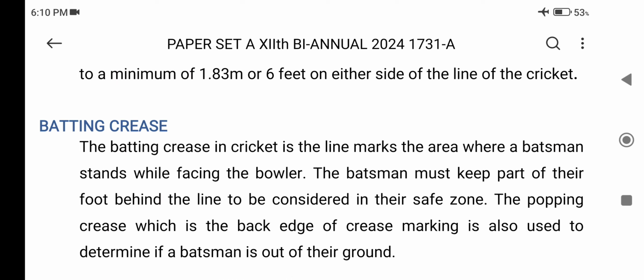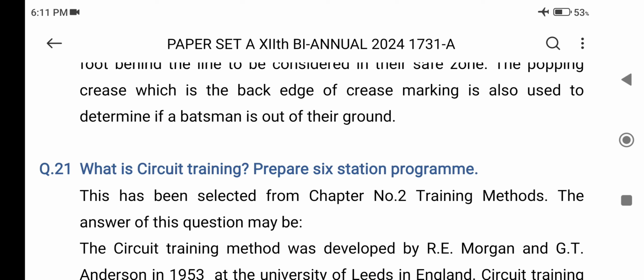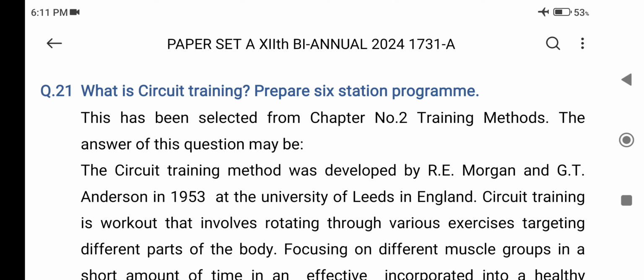Batting crease. The batting crease in cricket is the line that marks the area where the batsman stands while facing the bowler. The batsman must keep part of their foot behind the line to be considered in their safe zone. The popping crease, which is the back edge of the crease marking, is also used to determine if a batsman is out of their ground.